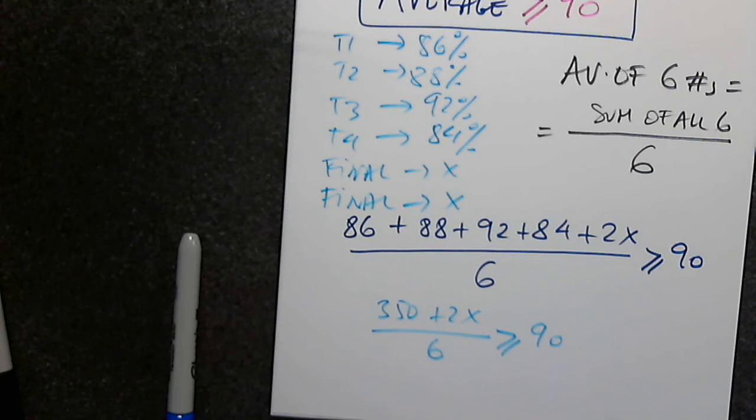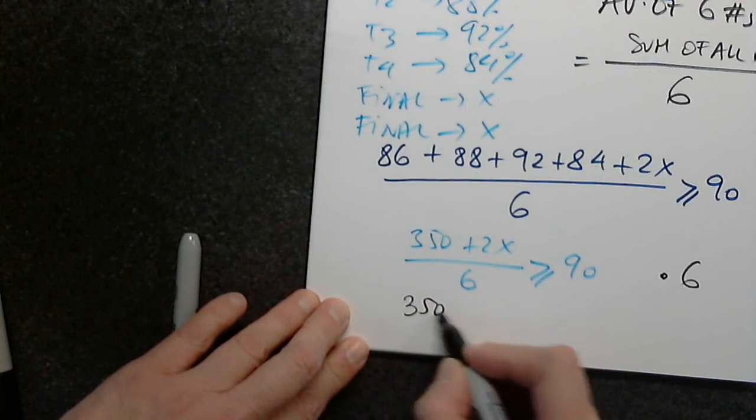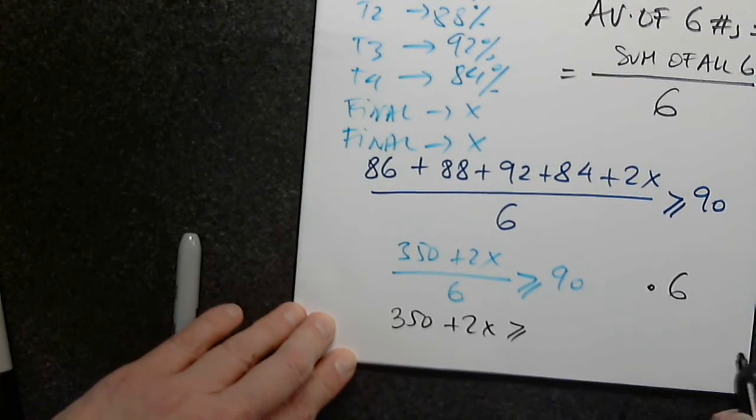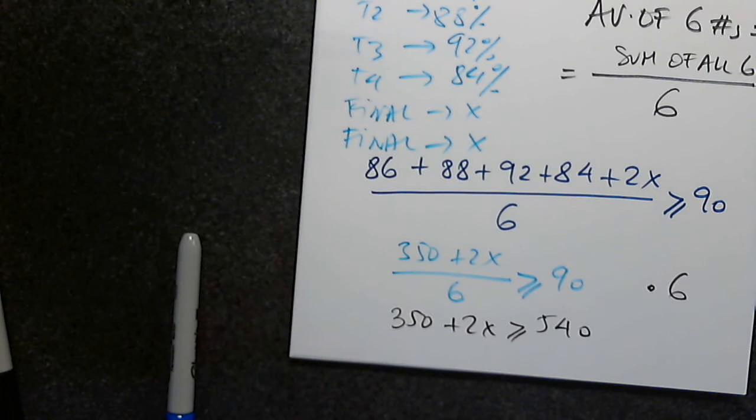Say it again. I couldn't hear you. Subtract the 50 on both sides. Get rid of the fraction. We have to get rid of the denominator. We cannot remove any term from the top of a fraction before we eliminate the denominator. That's our first step. Is that clear, everyone? Okay, so then 350 plus 2x greater than or equal to 540. Would you agree with that? Yes, everyone? Yes.